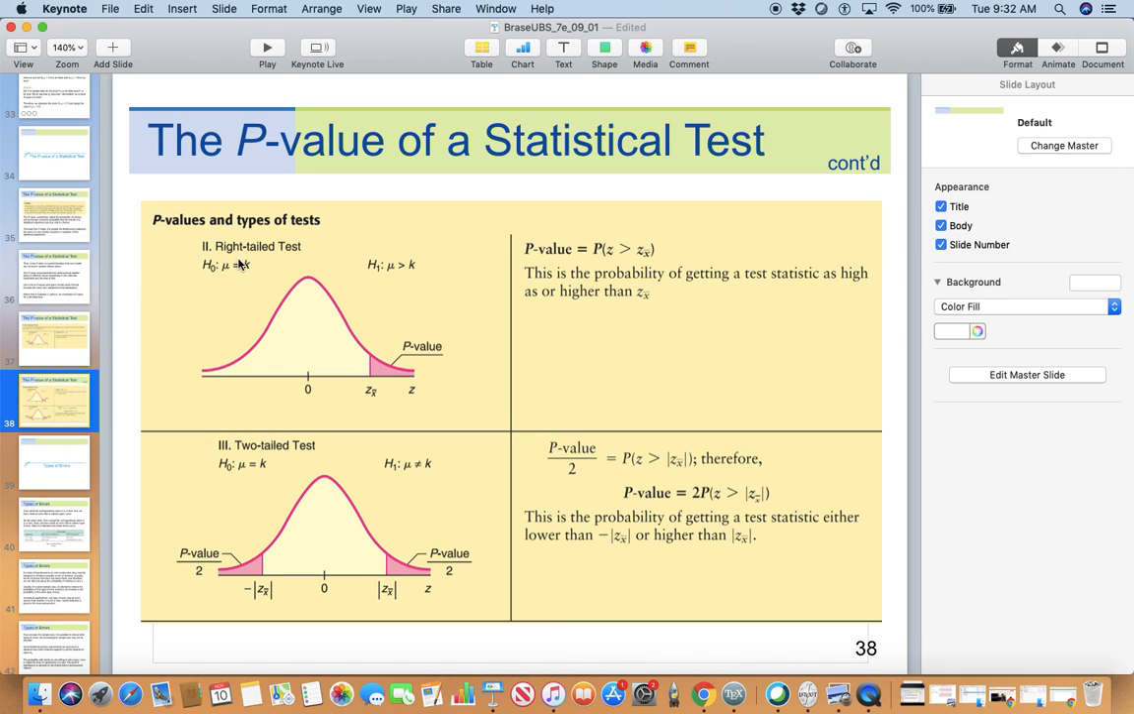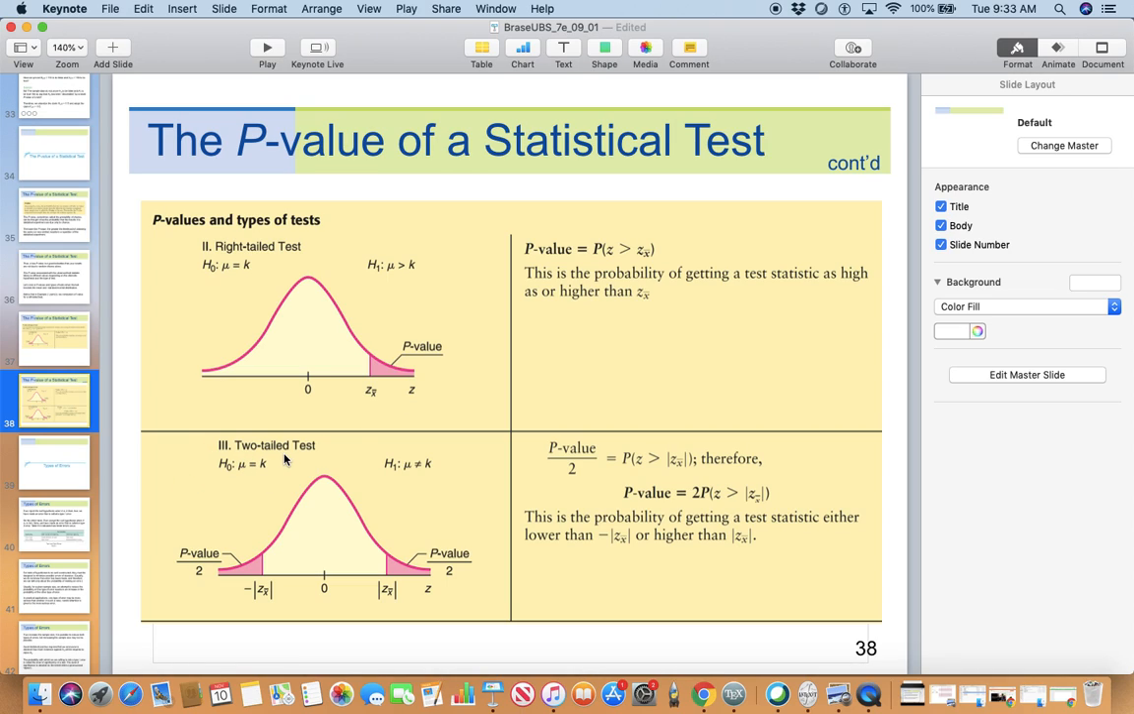Here is the right tail test. Here H naught is mu equals k, H1 is mu greater than k. So you are going to find this area. What is Z x bar? Well, Z x bar is the standardized value. So probability Z greater than Z x bar, so you're looking for this area.